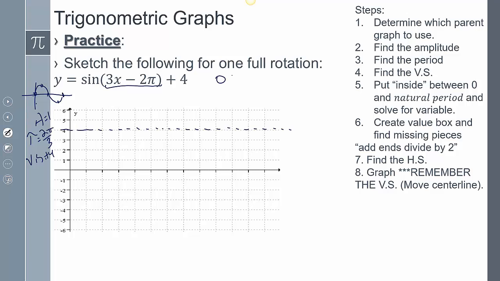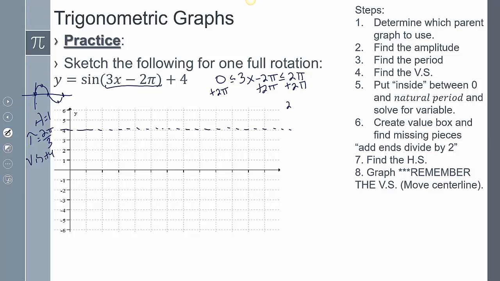So I'm going to get 0 is less than or equal to 3x minus 2 pi, which is less than or equal to 2 pi. Now the reason why it's between 0 and 2 pi, it's between 0 and your natural period. And so the natural period for sine is 2 pi, and so that's why I have that as 2 pi. So now solve for x. So I'm going to add 2 pi to everything.